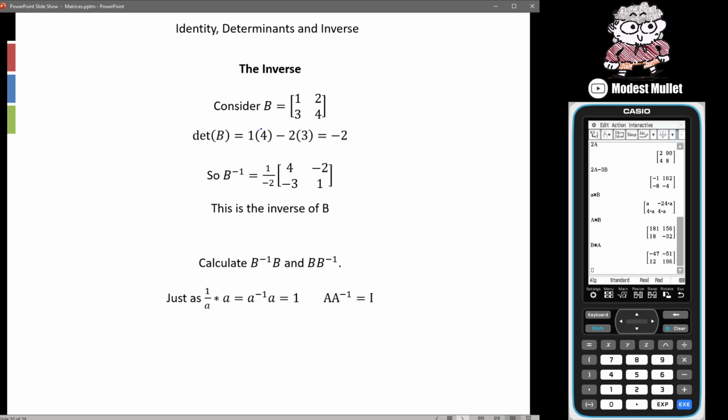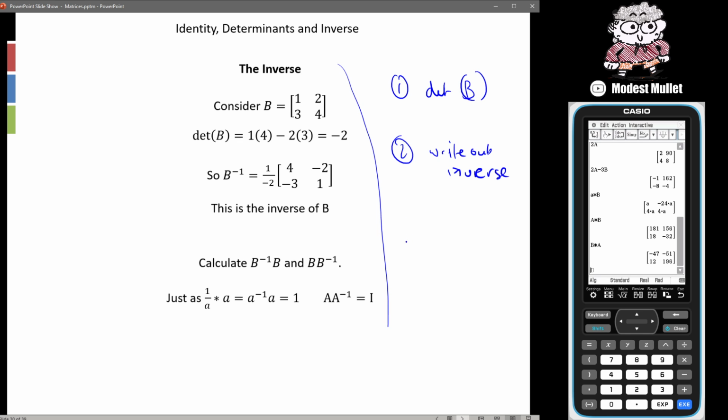So there's an example. Consider the matrix B that's equal to 1, 2, 3, 4. If you're ever asked to find the inverse matrix, or to do the division, the steps to break it down are: 1, find the determinant of B or A or whatever it is; and then 2, write out the inverse. And if it is also a problem that involves division, then 3, you'll do the multiplication by the inverse, but that's being left to the next video.